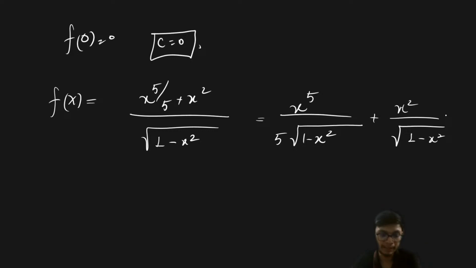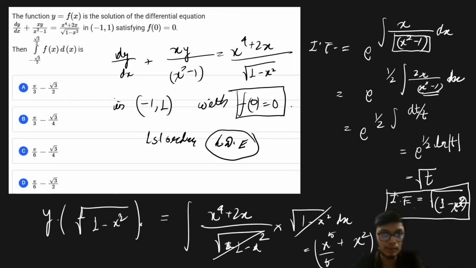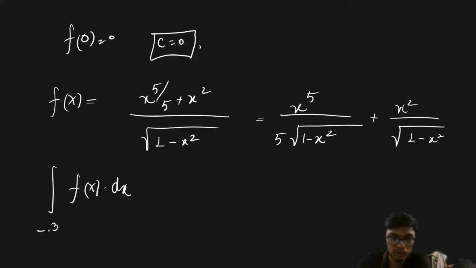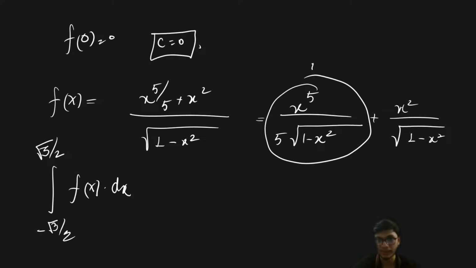Now the next part of the solution question is basically we have to integrate this particular function f of x dx from minus root 3 by 2 to plus root 3 by 2. If you look at this limit, we have a very symmetric limit, right? For a symmetric limit of an odd function, the result will turn out to be 0 on integrating from -a to +a.